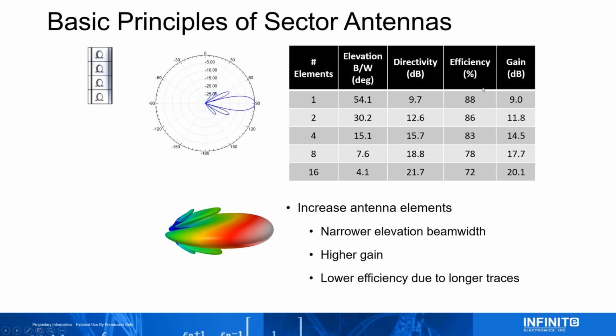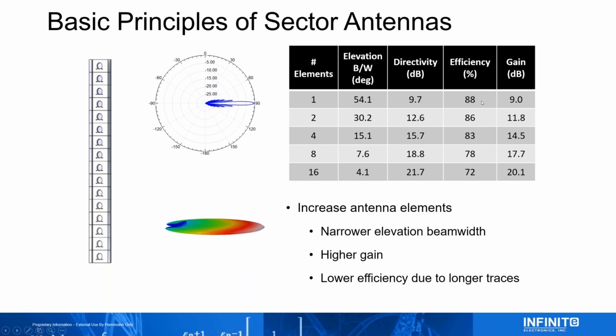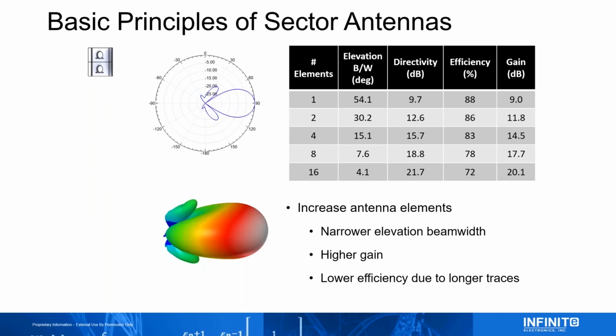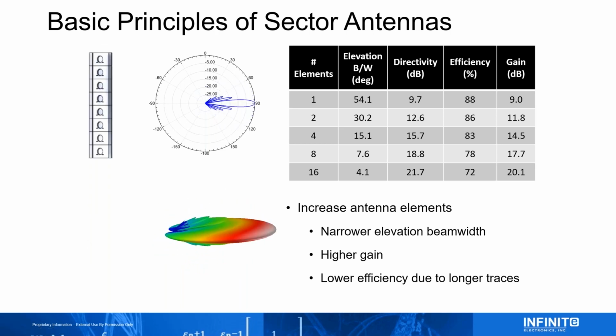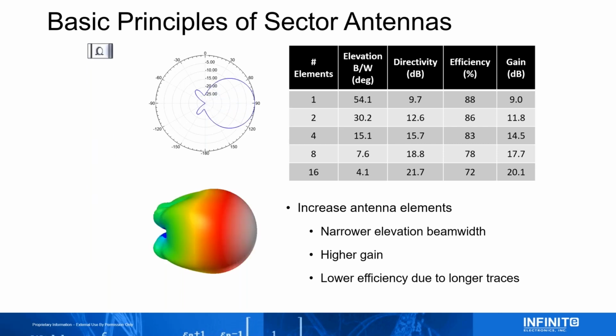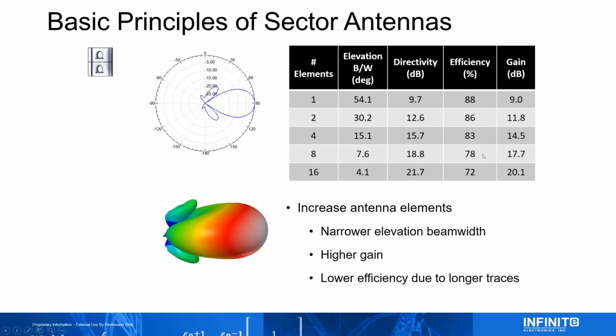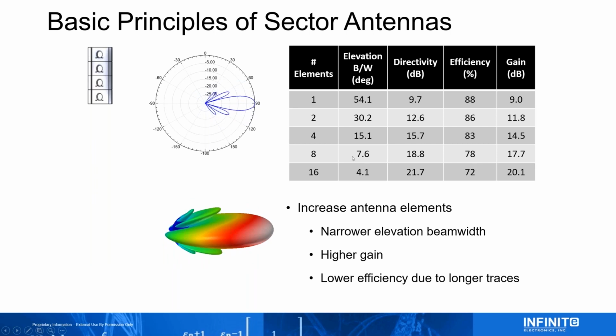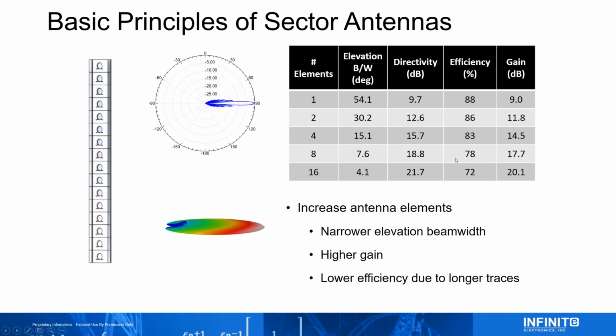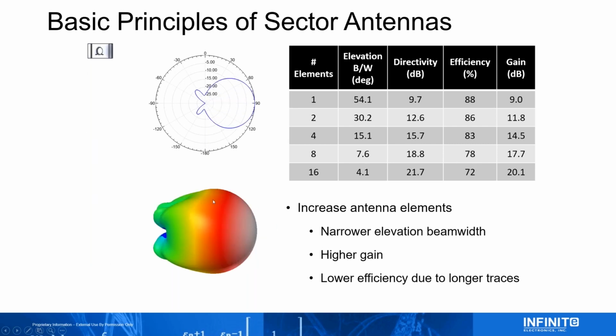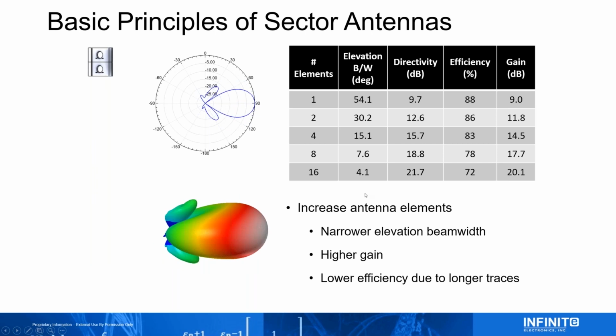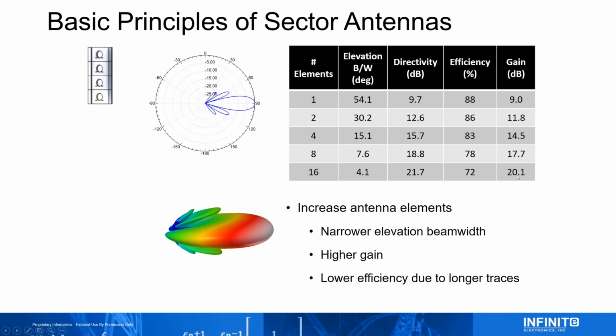more. Now, the caveat here is it's not that with an increased number of elements, gain increases all the way up to infinity. There's a diminishing return happening where the efficiency ends up dropping a little bit as you increase the number of elements, just because the feed network gets longer traces in there, and that drops the gain. But still, overall, the gain does increase.